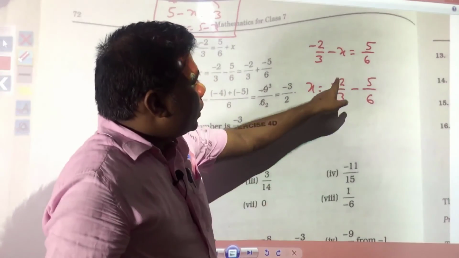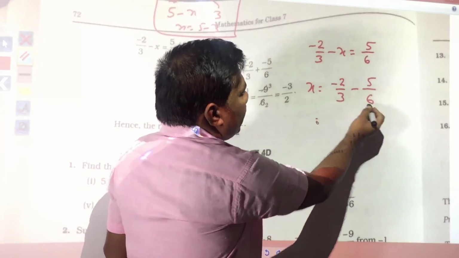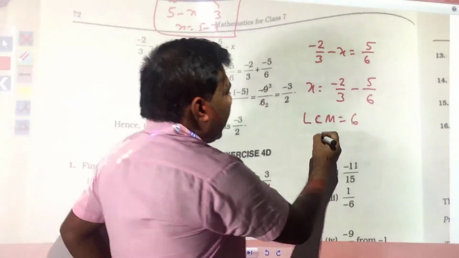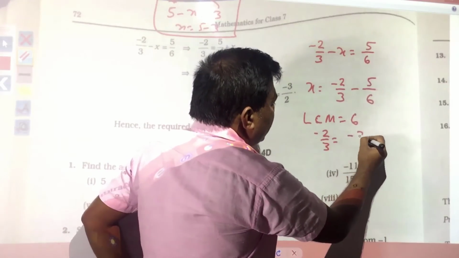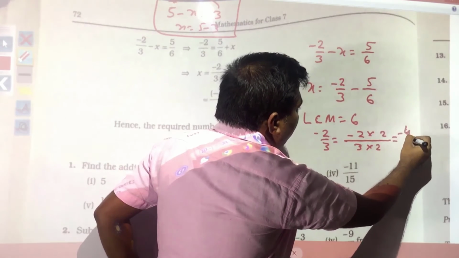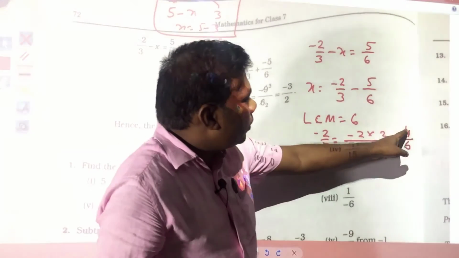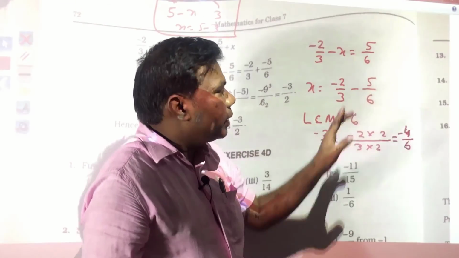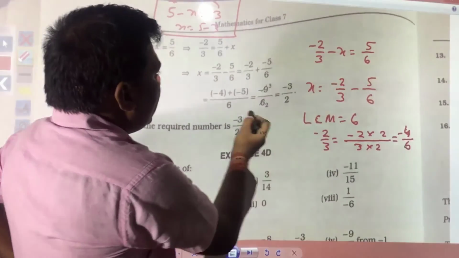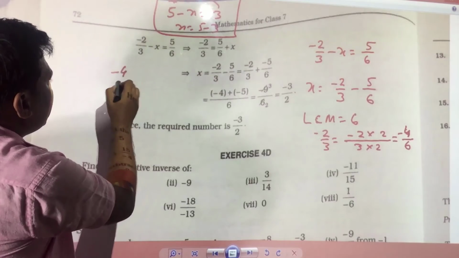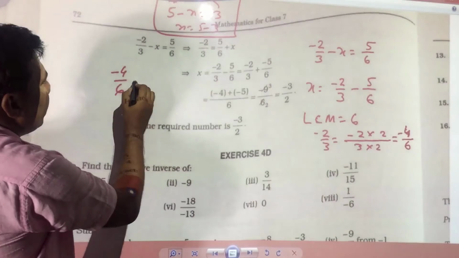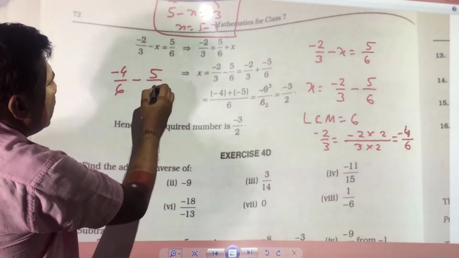This minus 2 by 3 you have, so you need to find the LCM. LCM will be 6, and minus 2 by 3 can be written as minus 2 into 2 by 3 into 2, so that you will get minus 4 by 6. Now, minus 4 by 6 and minus 5 by 6 is required to be solved. In place of minus 2 by 3, we have written minus 4 by 6, minus 5 by 6.